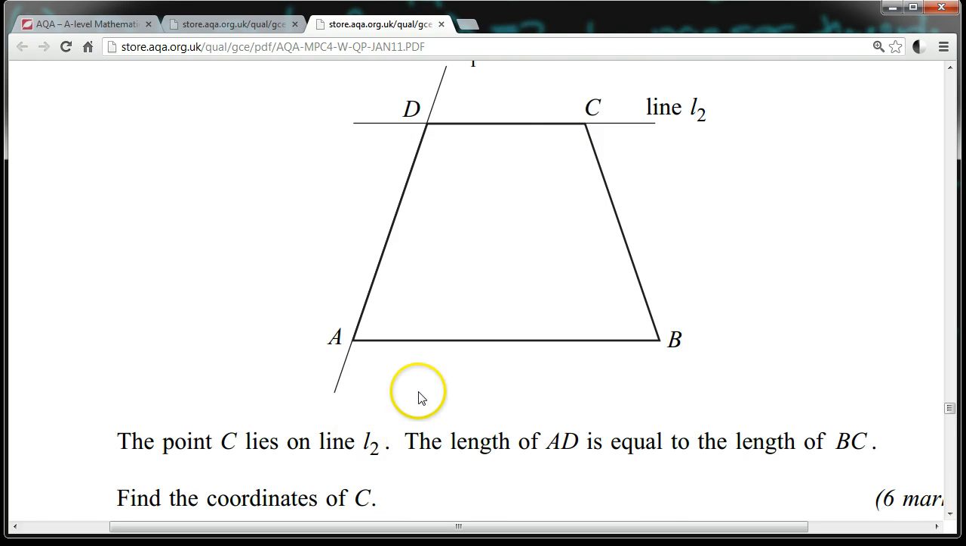The point C lies on L2. The length of AD is equal to the length of BC. Find the coordinates of C.